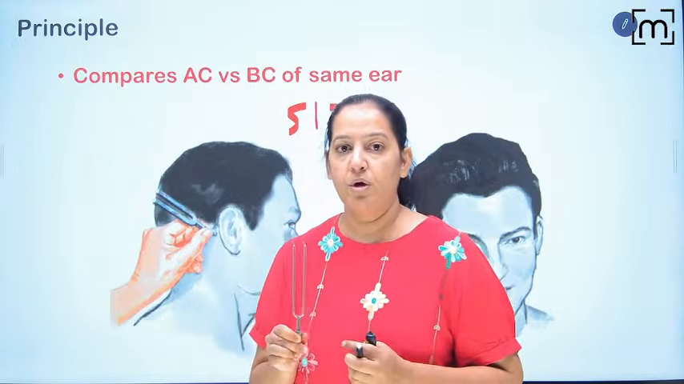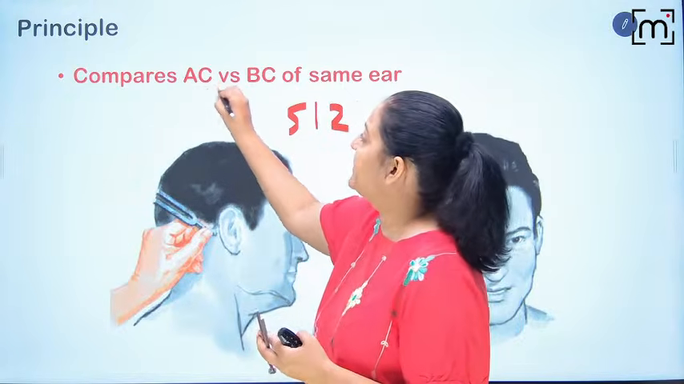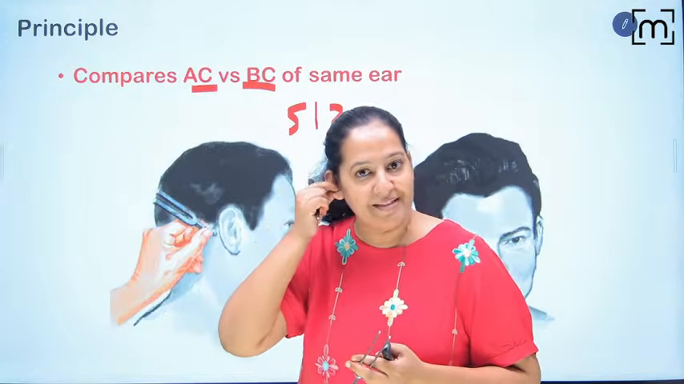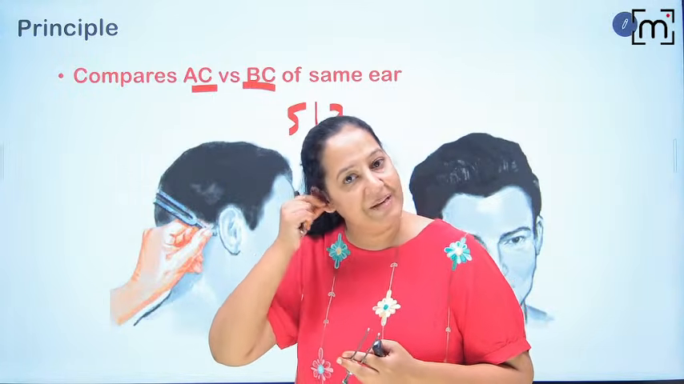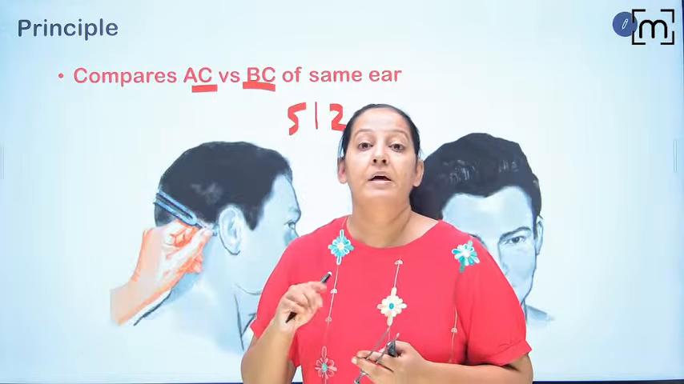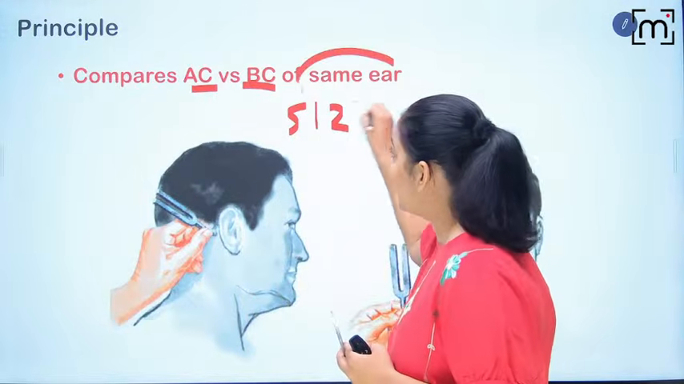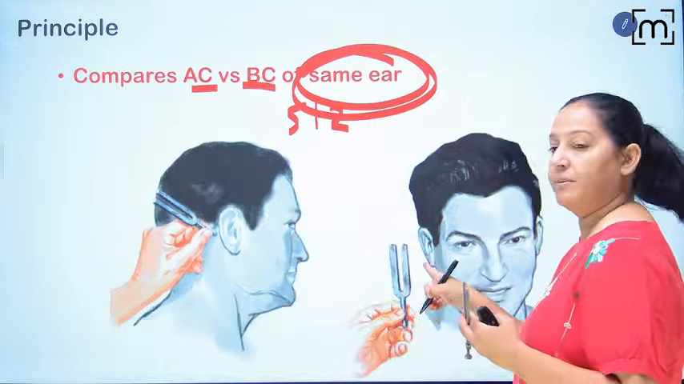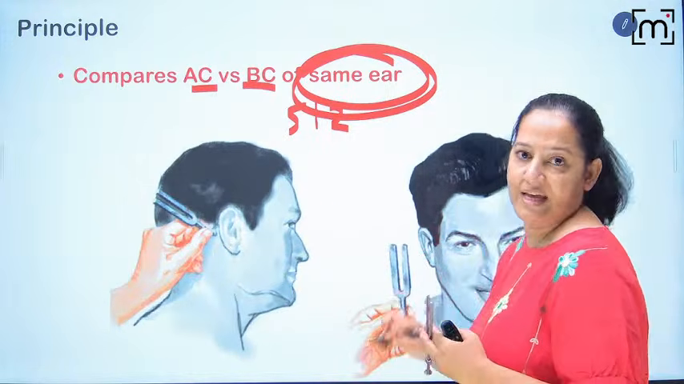And what we will do? We will compare AC and BC of the defective ear with each other. The same ear. In this ear I will do AC, in this ear I will do BC, and I will compare them. So please, AC and BC of the same ear, mark the word same ear. You can see the same ear of the patient. We are doing BC, we are doing AC.